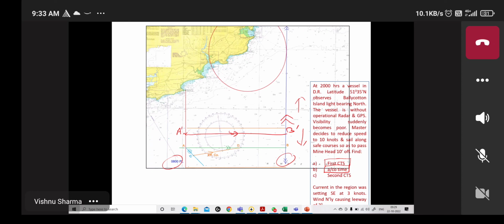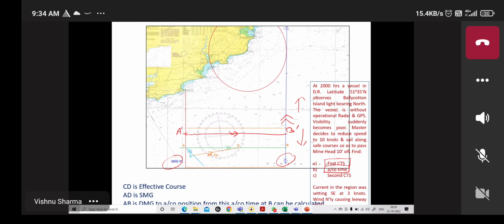Is that clear, guys? Yes. Pakka? Yes, sir. Okay, then CD is the effective course and AD is the SMG.